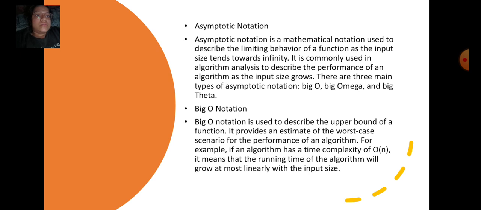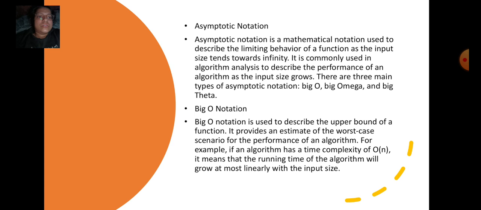Asymptotic notation is a mathematical notation used to describe the limiting behavior of a function as the input size tends towards infinity. It is commonly used in algorithm analysis to describe the performance of an algorithm as input size grows. There are three main types of asymptotic notation: big O, big omega, and big theta.